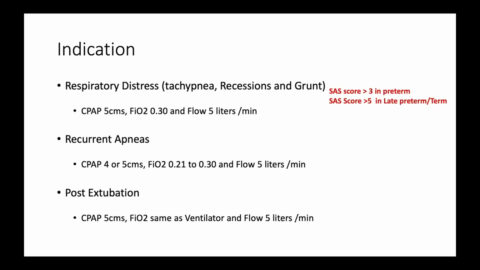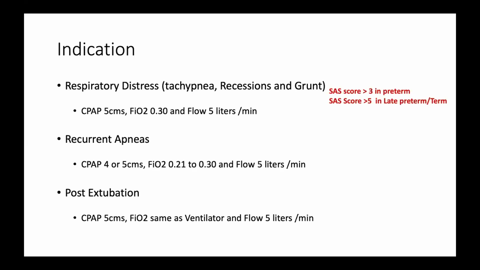If it's a late preterm or a term baby, that is if the gestation is 35 weeks and above, and if the SAS score is more than 5, then we start CPAP for such babies. And in these sort of babies who have distress and CPAP is started, we start with CPAP of 5 centimeters, FiO2 of 30%, and flow of 5 liters per minute. But if you're starting CPAP for recurrent apneas, we start with a CPAP of 4 or 5 centimeters, FiO2 ranging from 21 to 30%, and flow of 5 liters per minute.